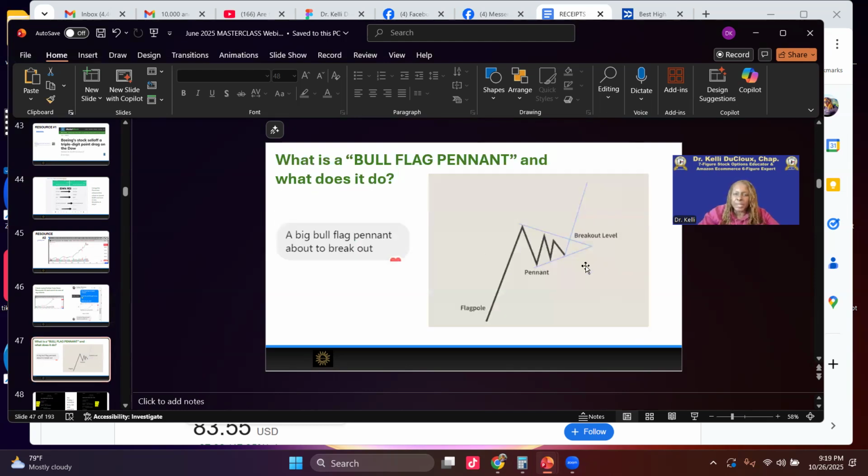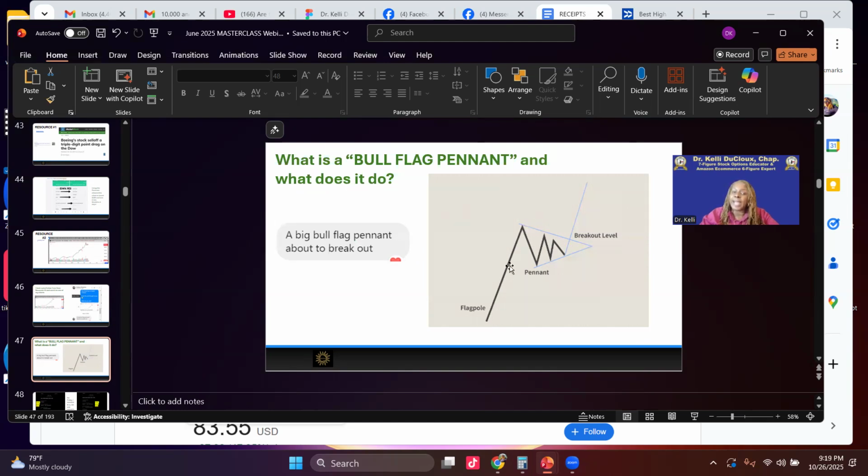This picture represents a bull flag pennant. So you're going to find a big flagpole where the stock is just going to go up and up and up.